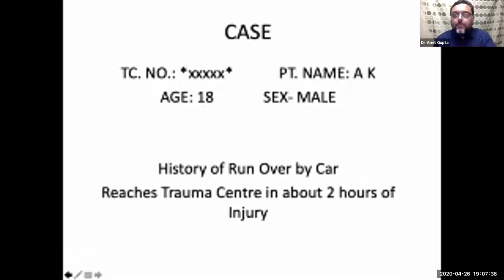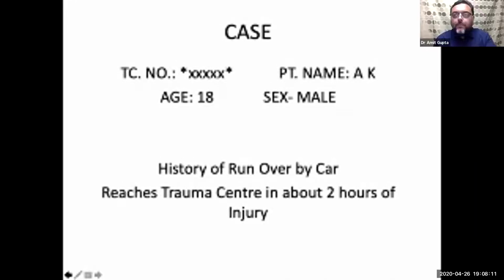Unstable pelvic fractures are a very important aspect of blunt trauma, especially road traffic injuries, where there is a lot of energy transfer between the event and the external forces. We'll be discussing the ED management initially of an 18-year-old male who was run over by a car, and he reached our trauma center in about 2 hours of getting injured.